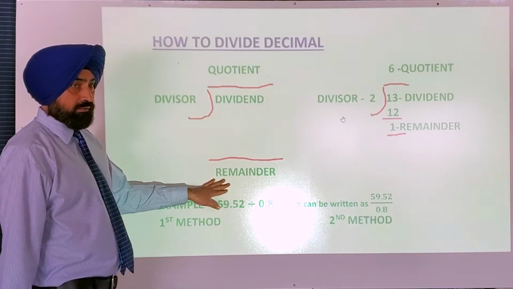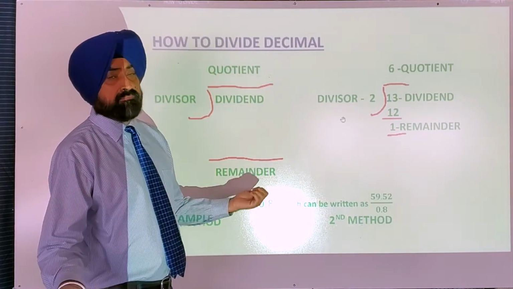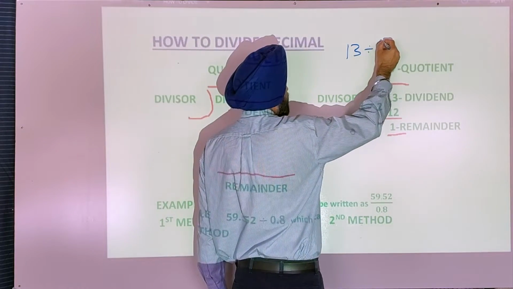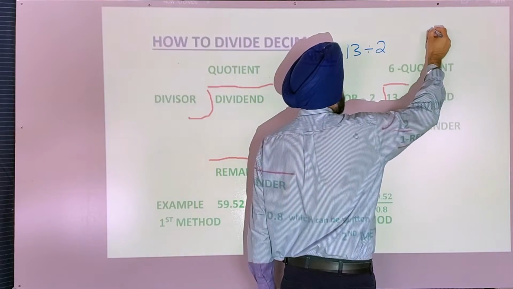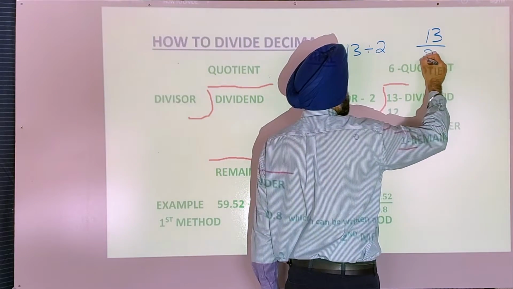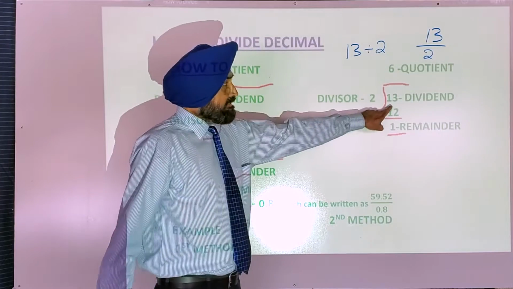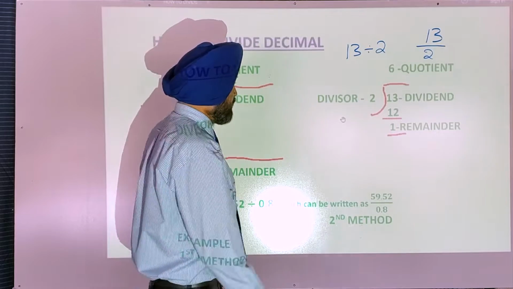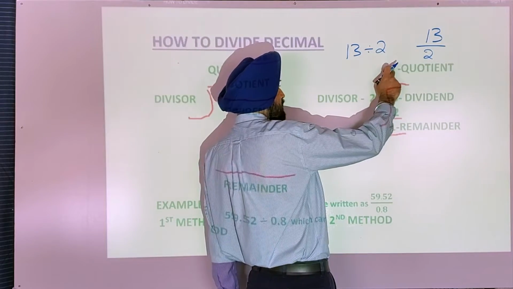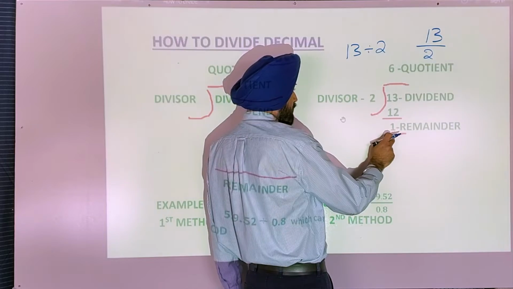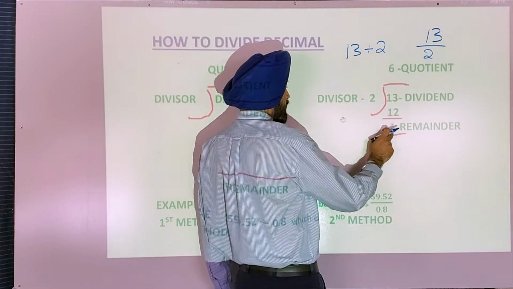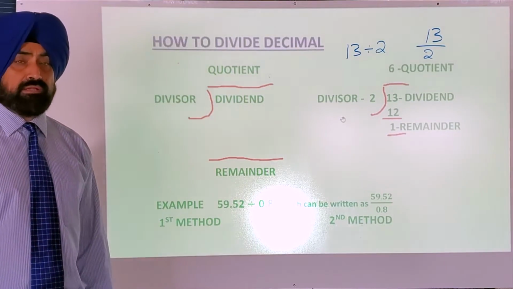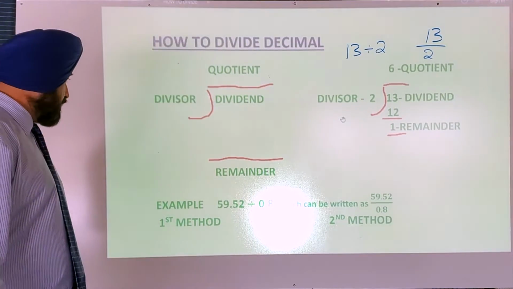That is called the remainder. For example, if I divide 13 by 2, which can also be written in fraction form as 13 over 2, then 13 is the dividend and 2 is the divisor. 2 times 6 is 12, and when we subtract, we get 1. So 6 is the quotient and 1 is the remainder. You should be familiar with these terms: dividend, divisor, quotient, and remainder.